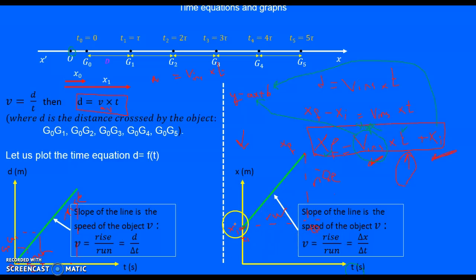So again, we can calculate the slope by rise over run. And as we said, this is its formula. We can determine at any instant, for example, at a certain instant t5 here, the position of the object.